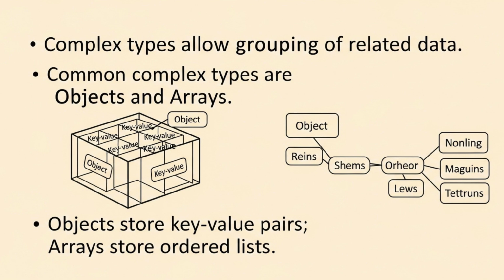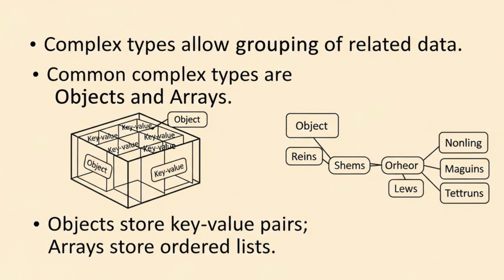Let's start with objects. Think of an object as a collection of characteristics. It stores data in key value pairs, where each piece of data has a descriptive name or key associated with it. For example, an object representing a user might have keys like name, age, and email, each holding a corresponding value. This makes your data highly organized and easy to access.